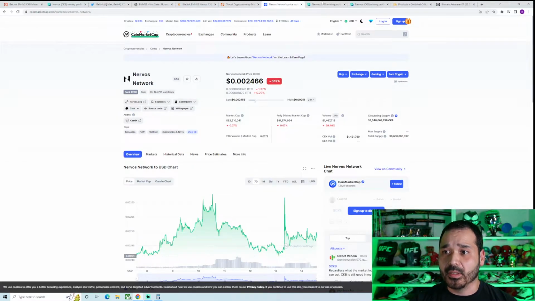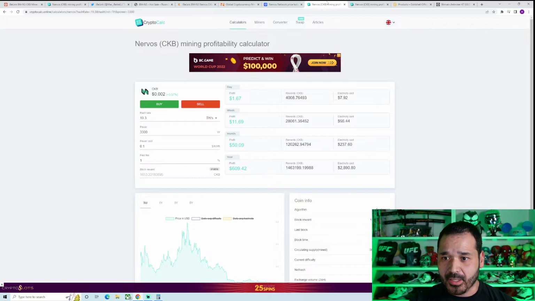So let's look at the competition, which the one before that would have been the CK6. That's the current monster right now for CKB, which is 19.3 terahash at 3,300 watts. This thing currently right now is only yielding $1.67. So for you guys with the CK6s, it's not looking too good for you.